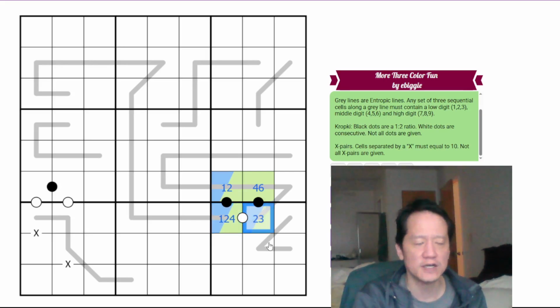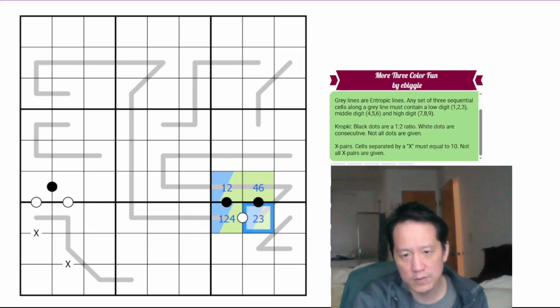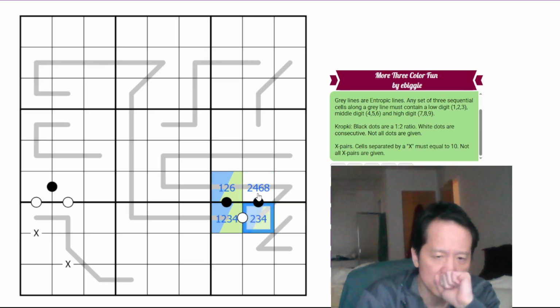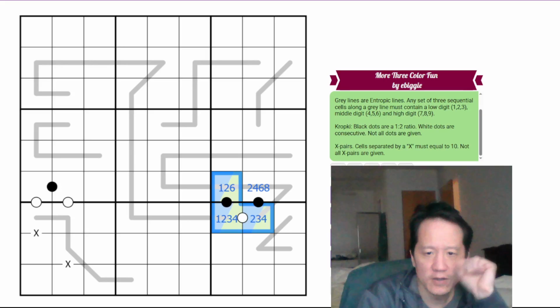If this is a 4, that would mean this would have to be a 3 and this has to be a 6. And that works because then this would be medium, medium. The 4 could be with 2 or 8. So we don't actually know what set that's part of. So these all work. Okay, so that wasn't as good as I hoped it would be.